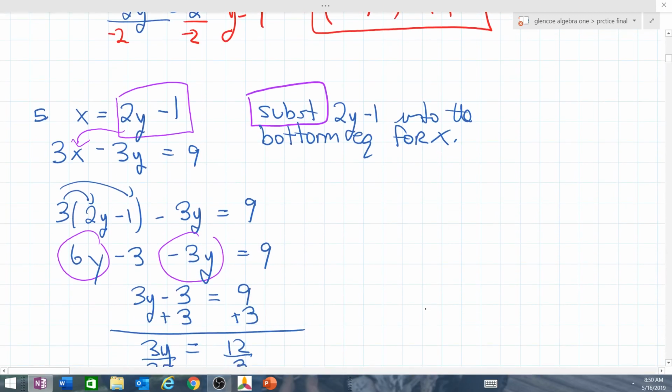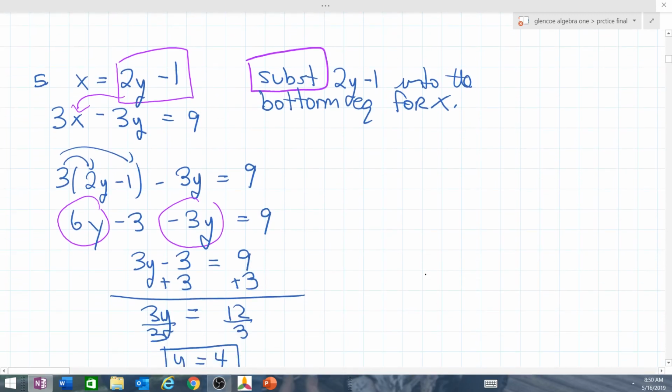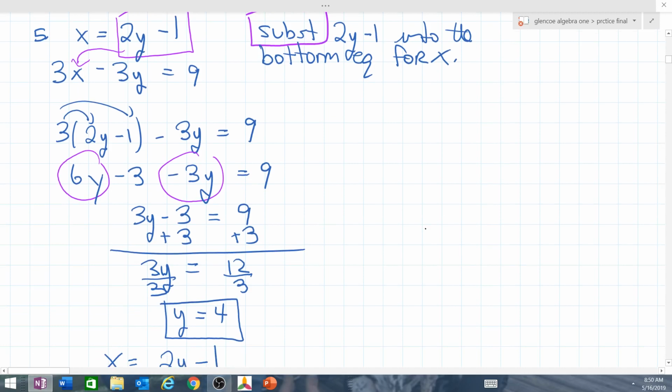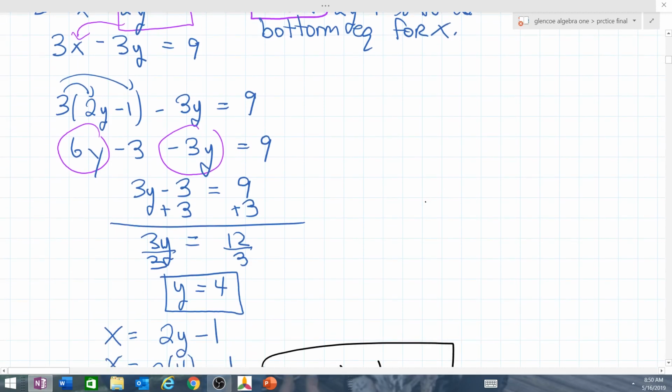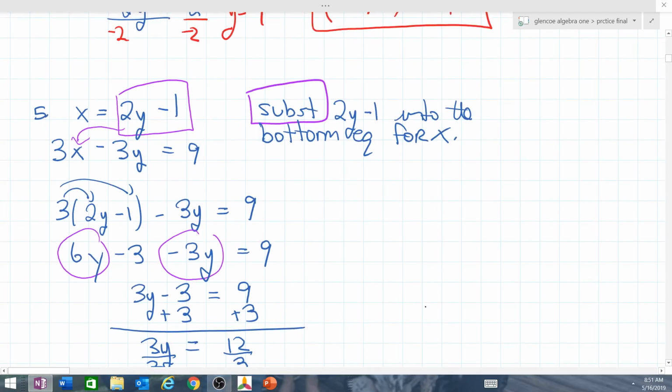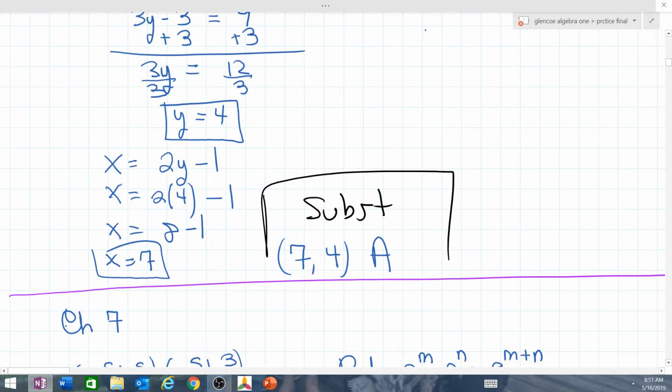Number 5 is a substitution. X equals 2y minus 1. Substitute 2y minus 1 in for x. And when you do, you get 3 times 2y minus 1, minus 3y equals 9. Use the distributive property, and you get y equals 4. So if y equals 4, we can find x easily by plugging 4 in for y. So this becomes x equals 2 times 4, which is 8, minus 1, which is 7.